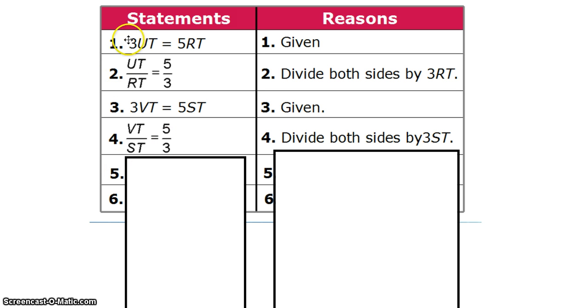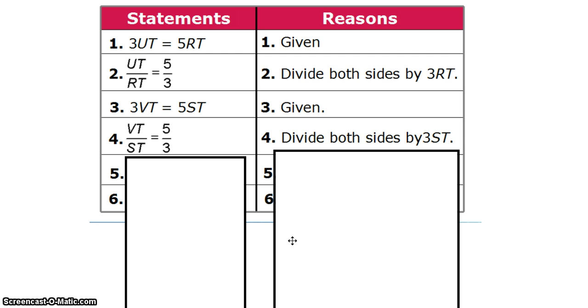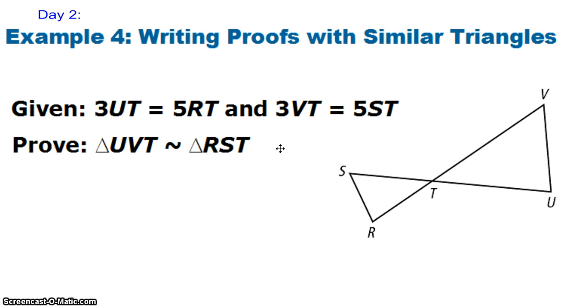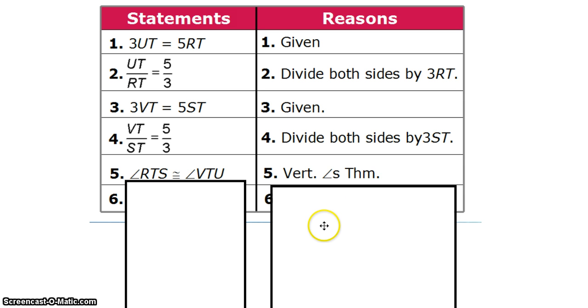Okay, so we have 2 pairs of proportional sides. We have RT as being proportional to UT, and VT with ST. They have the same proportion, 5/3. What else might we need to prove this? We don't have an SS, so we need what? An angle. Those are vertical angles. Good job. So we could call this one RTS or STR. It doesn't matter. Name it what you like as long as it's true. And that's the vertical angles theorem.